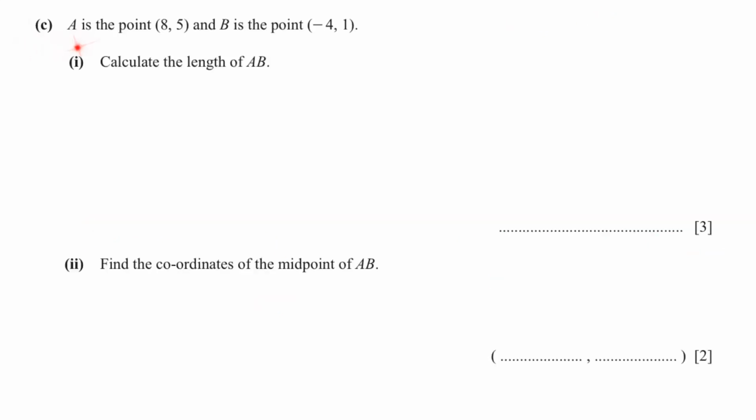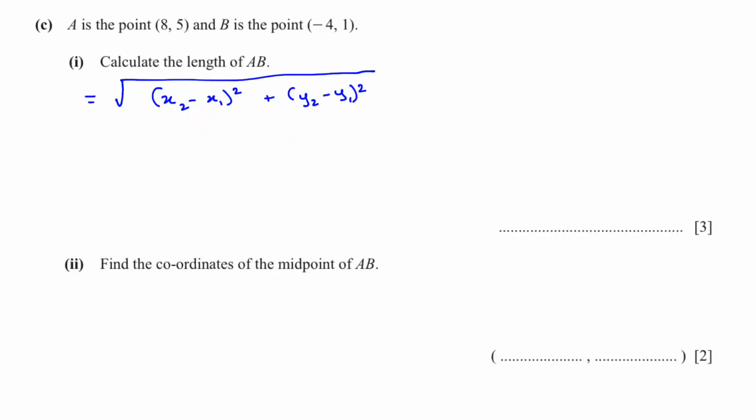Next question. We have been given 2 points A and B, and we have to calculate the length of AB. You need to learn the formula and memorize it. The distance or length formula is given by the square root of (x2 minus x1) squared plus (y2 minus y1) squared.